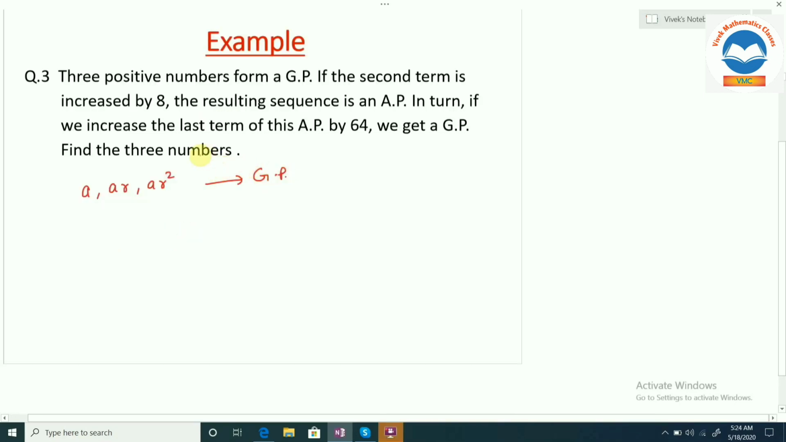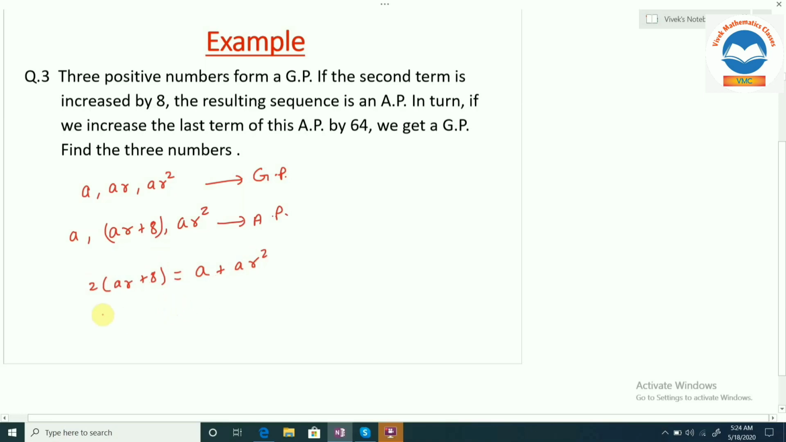Okay. So they are saying if the second number, if you increase it by 8, in this second number ar, if you add 8, what will happen? The resulting sequence will be an AP. It means this: a by r, ar plus 8 and ar square will become an AP. So if this is an AP, then we can apply the AP rule. What will be that? 2 times the middle term ar plus 8 will be equal to the sum of the exterior terms. It means a plus ar square.